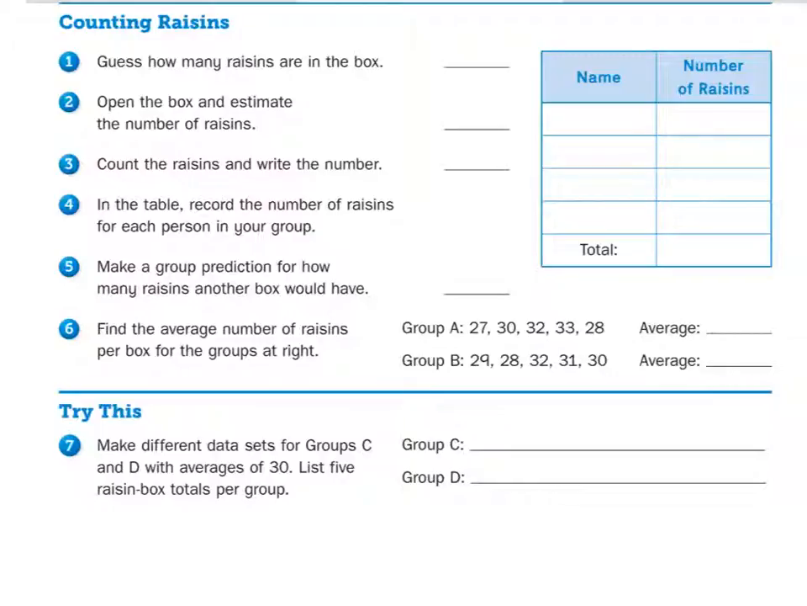Number 2 asks you to open that box. So go ahead and open it, just kind of peeking inside. This time, estimate the number of items in that container. Go ahead and do number 2.